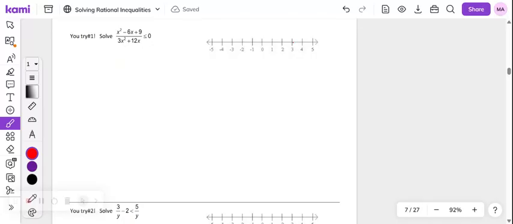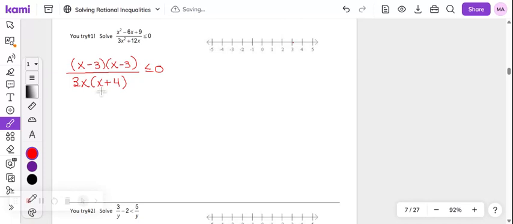So let's go ahead and factor our numerator. That's an easy factoring, right? X minus 3 times x minus 3. And in the denominator, all we can do is take out 3x. We just have a GCF here. So 3x times x plus 4.